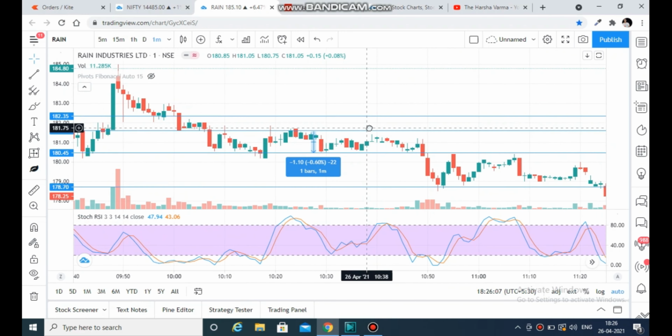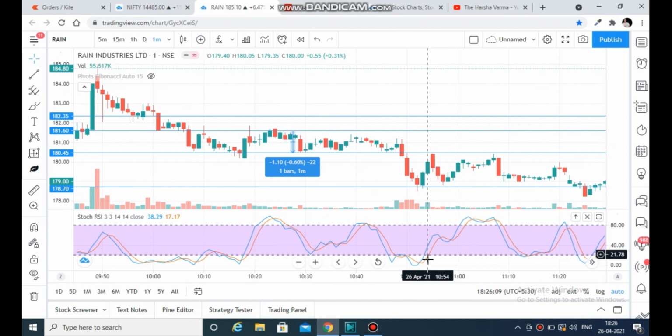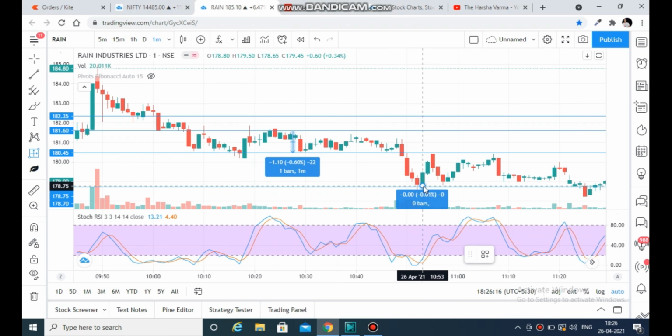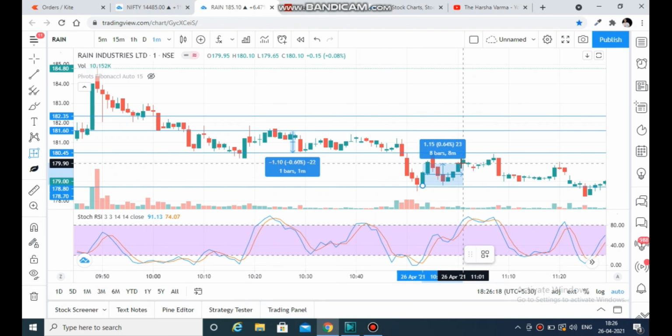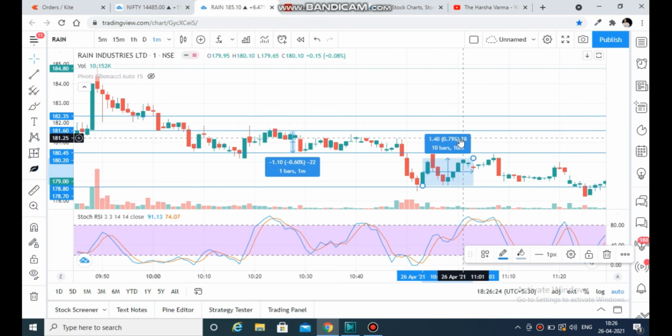Now when you backtest this at this level, you can clearly see that the blue line is cutting the red line from the bottom. So in this case, my entry will be at this level and my exit will be at this level, where the blue line is cutting the red line from the top. So we can clearly see that it is a 0.79% move.